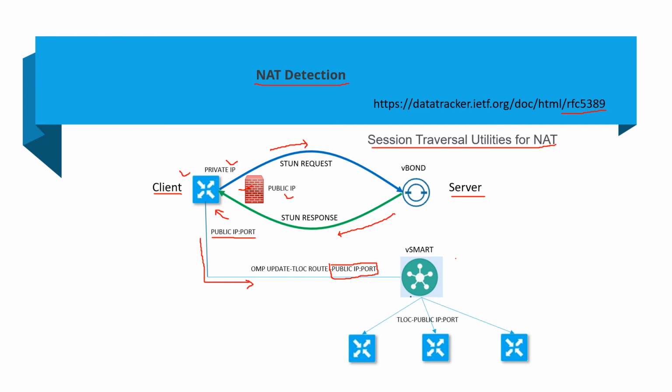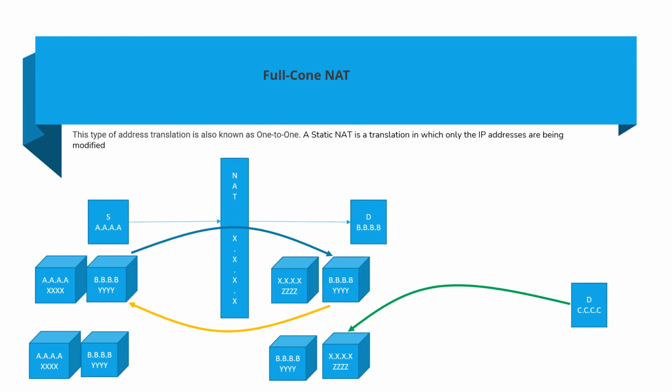When the vSmart device receives it, it further distributes this information as an OMP update to all the vEdge devices. That's how this whole mapping or discovery of the public IP, the NATed one, gets distributed to all the edge devices. You will hear these NAT terms very frequently when you do an SD-WAN deployment. So let's talk about those.